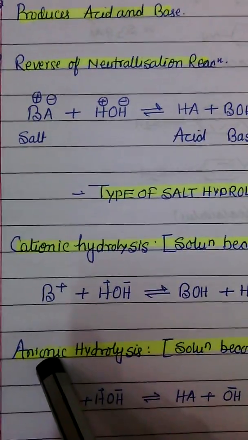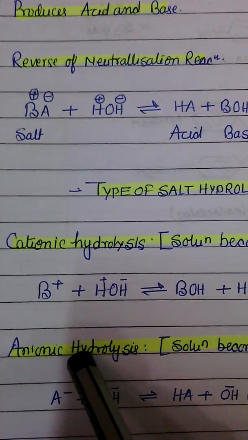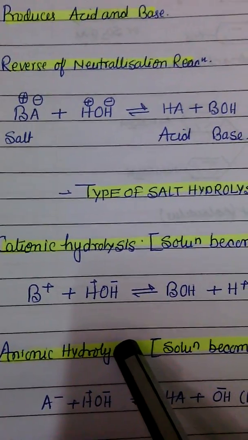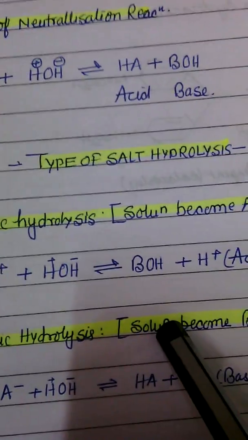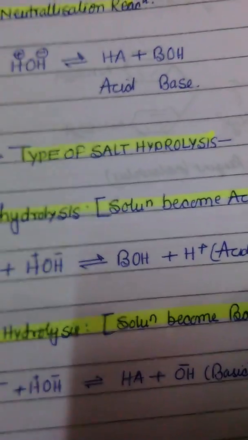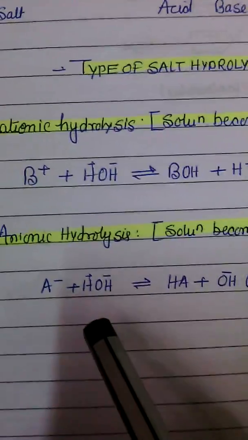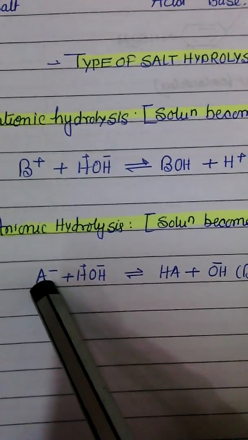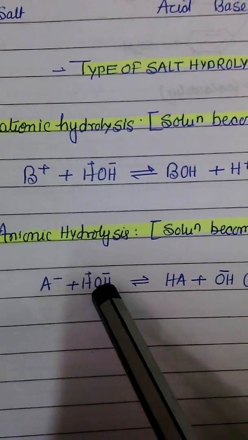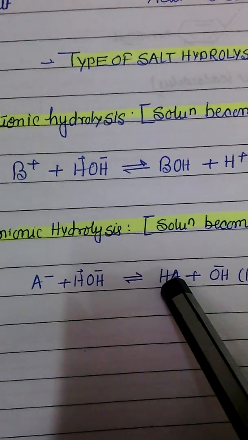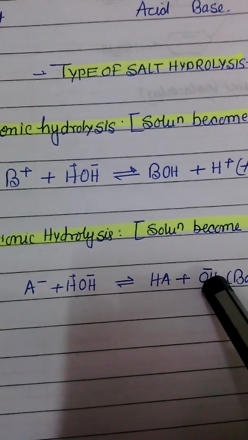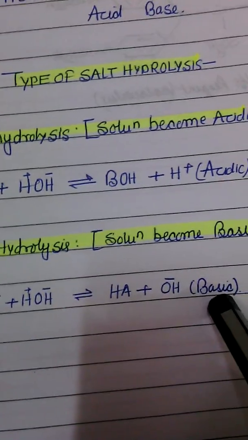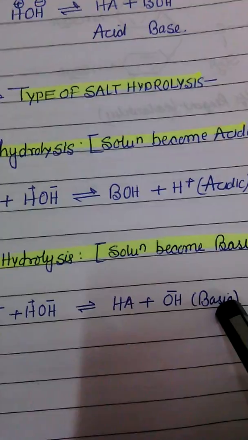Similarly, when the anion part of the salt is taking part in the hydrolysis reaction, it is said to be anionic hydrolysis, and due to anionic hydrolysis, the solution becomes basic. To understand this, let us consider an example of anion, that is A-. When it undergoes hydrolysis reaction with water, it forms HA and OH- ion, and this OH- ion is responsible for the basic nature of the solution.